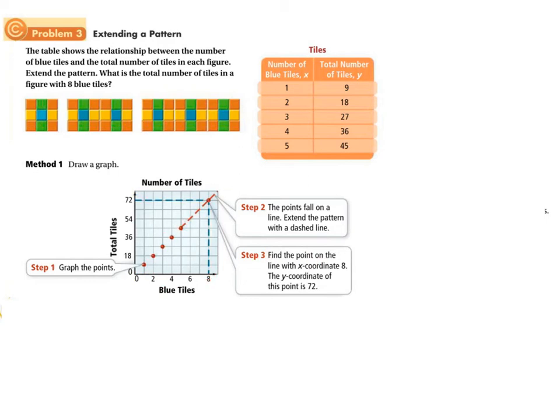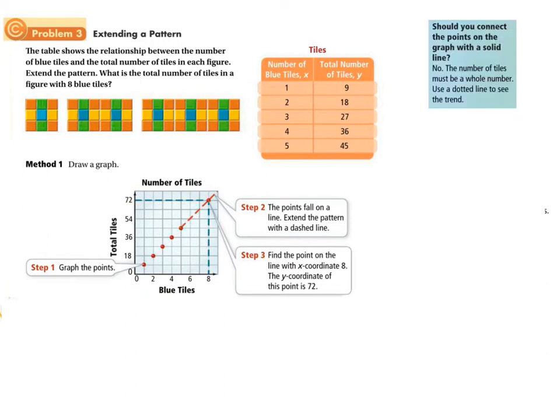Okay? And so then you can say, I'm going to continue the line like that, and then find the point where you have 8 for the number of blue tiles, follow it up until you hit the line, then follow it over and see what number corresponds for total tiles, right? What's another way?